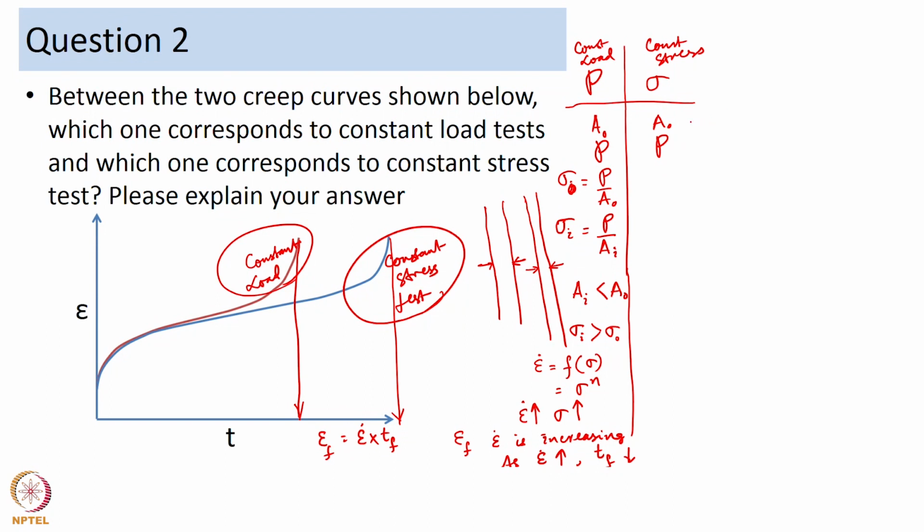So, test condition. You have A naught and the applied load is P, so the initial stress is P over A naught. As the material elongates, the cross sectional area is going to become A i, and the instantaneous stress sigma i is equal to P over the cross sectional area A i.